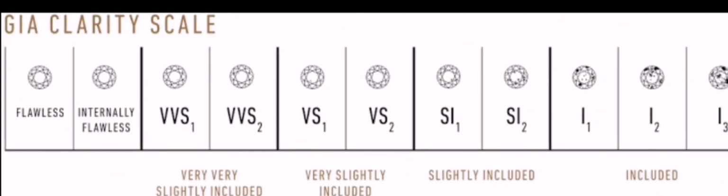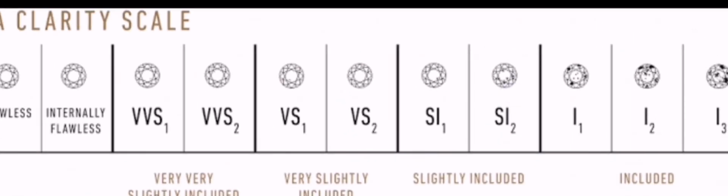When it comes to our clarity, we really want to be anywhere between the VVS and the VS range. So the VVS to the VS range is that very slightly included. Nothing can be seen with the naked eye. The problem is as soon as you get to your slightly included stones, you will be able to see the spotting on the stones more vividly, which we do not want.